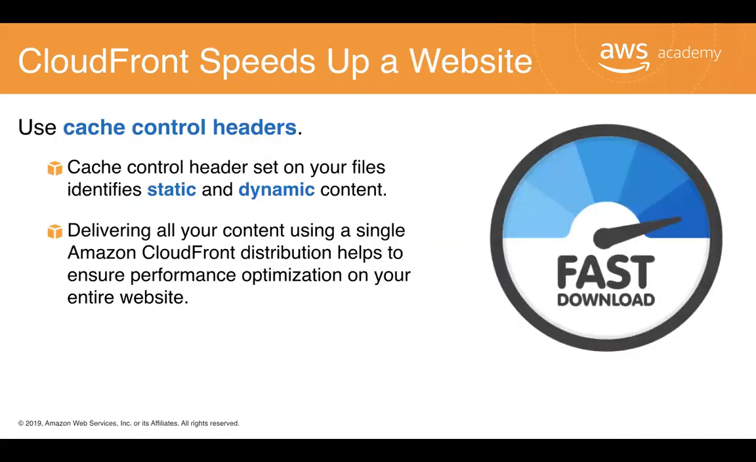CloudFront can definitely speed up your website by caching control headers to determine how frequently it needs to check the origin server for an updated version of that file. And as we mentioned earlier, if you set the expiration period to 0 seconds, CloudFront will revalidate every request with the origin. The cache control header that is set on your files identifies both static and dynamic content. Delivering all your content through a single CloudFront distribution helps to ensure performance optimization on your entire website.